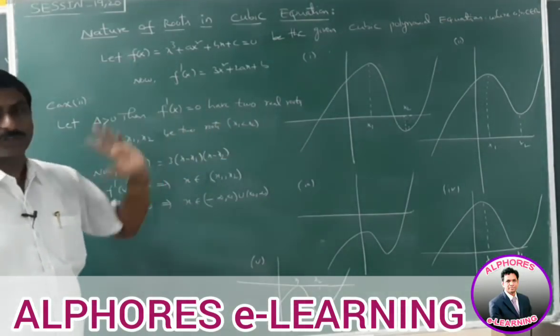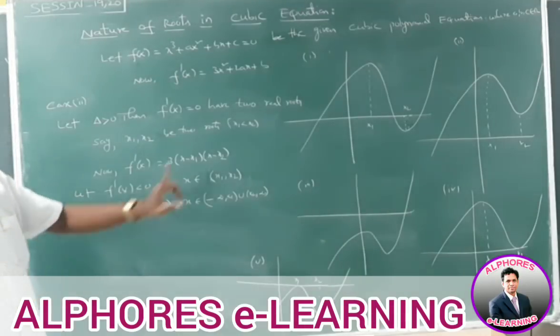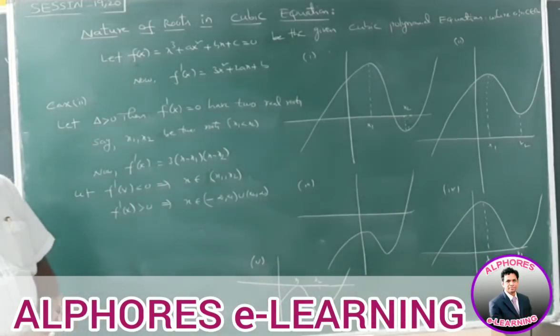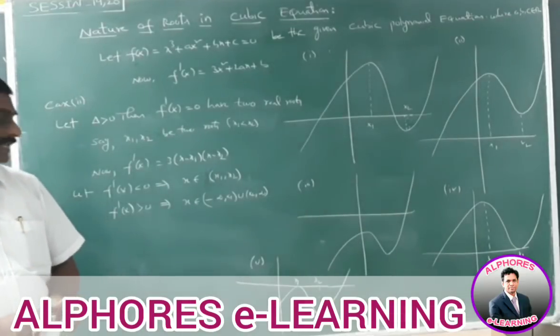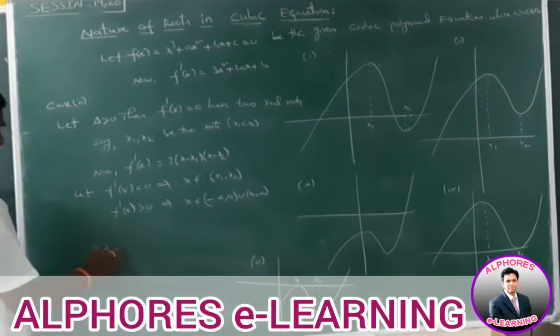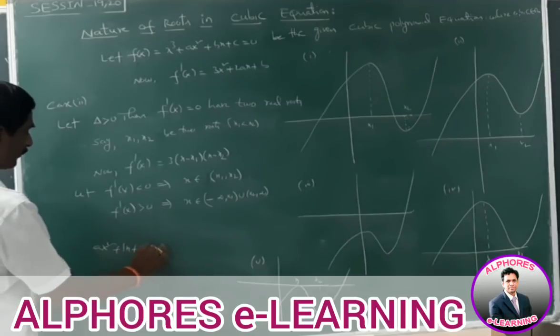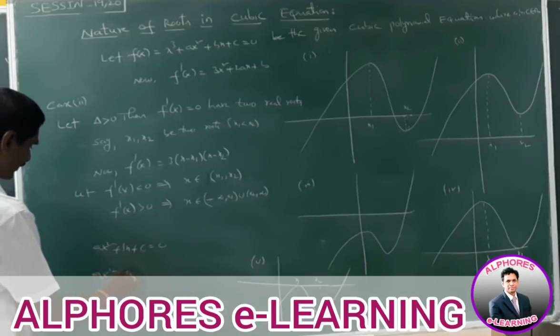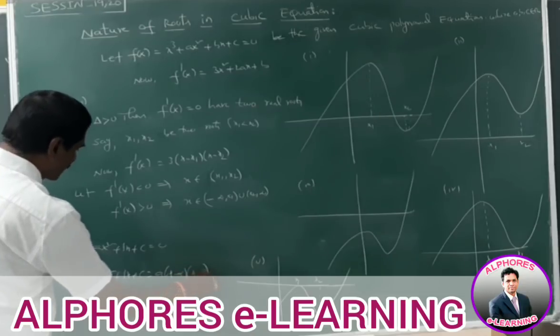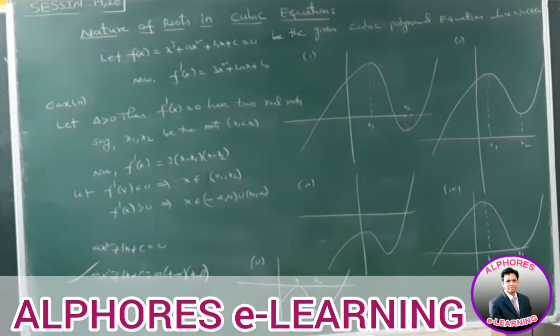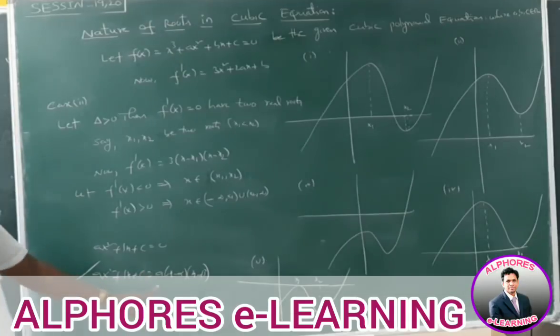Here x1 is less than x2. They are different. Let x1 less than x2; x1, x2 are the 2 roots. Suppose alpha, beta are 2 roots of the quadratic equation ax square plus bx plus c equal to 0. Then the expression ax square plus bx plus c is equal to a of x minus alpha into x minus beta. The expression is the leading coefficient into x minus alpha into x minus beta.